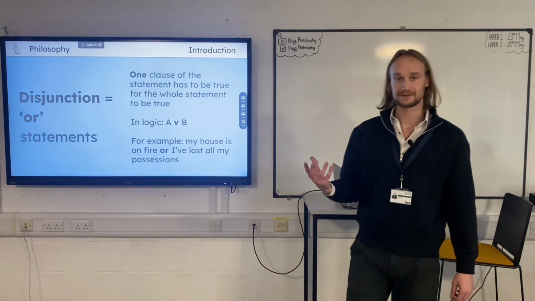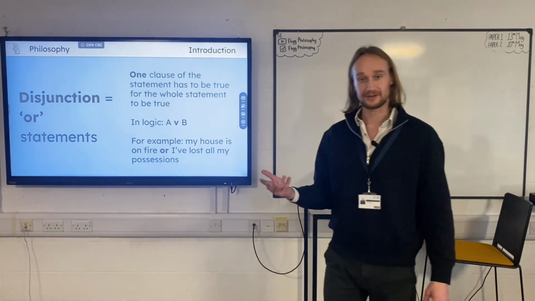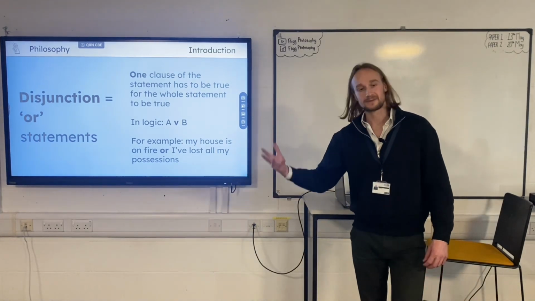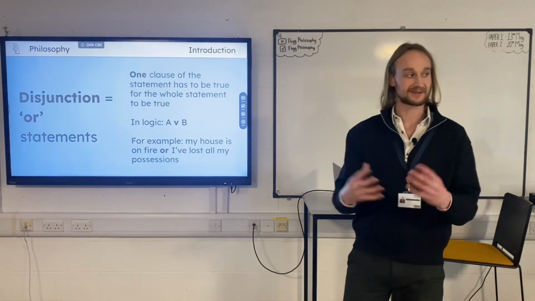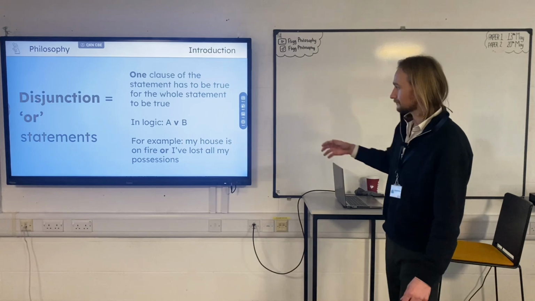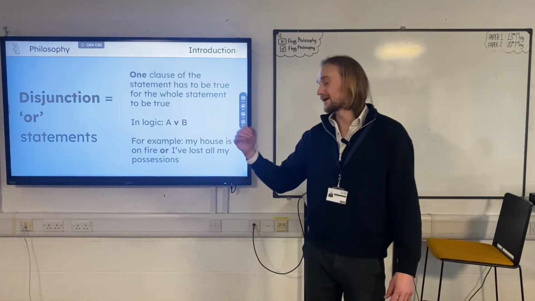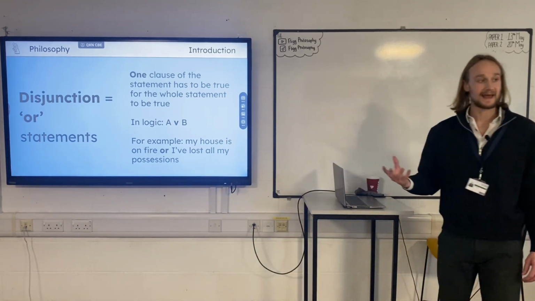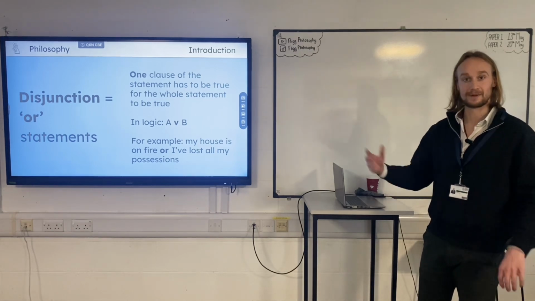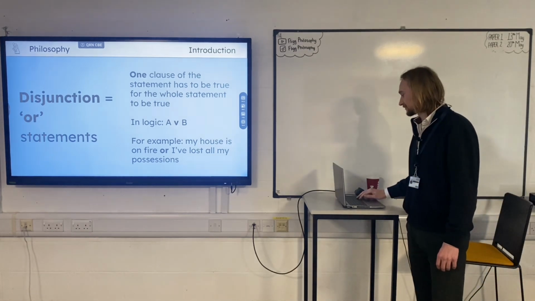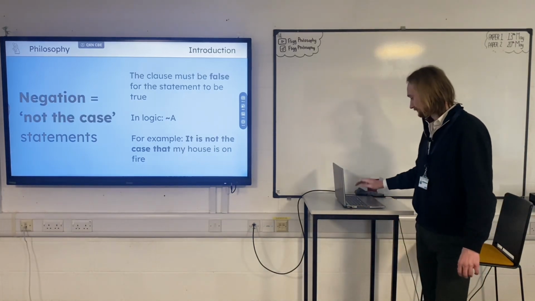Disjunctives are or statements. For example, my house is on fire or I have lost all of my possessions. For disjunctive statements to be true, only one of the clauses between the connectives A and B has to be true for the statement to be true. So in this case, the statement my house is on fire or I've lost all of my possessions would be true if at least one of those is true, whether it's I've lost all of my possessions or my house is on fire. Only one of them has to be true for the statement to be true. This is all obvious stuff in logic, but it does matter and it can get a little bit more complicated.